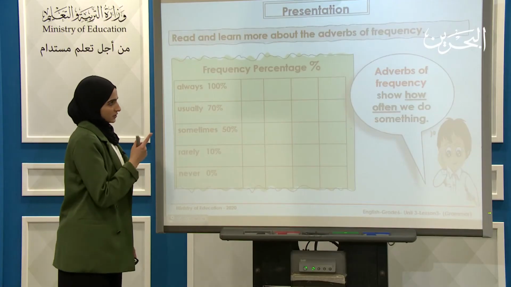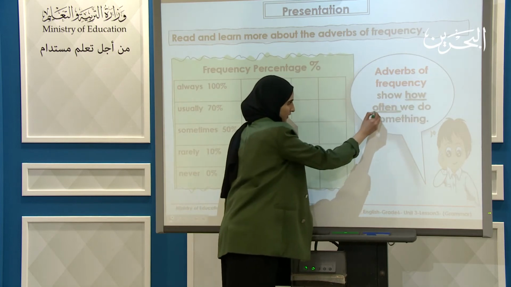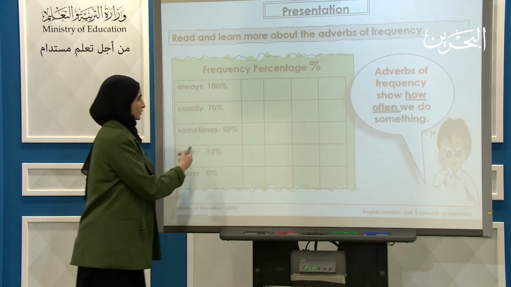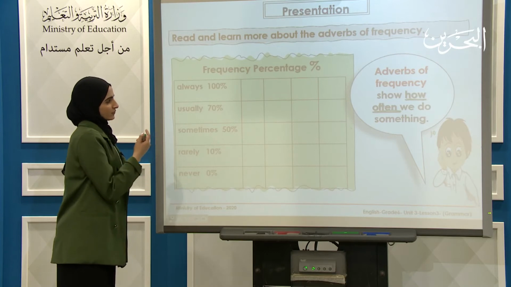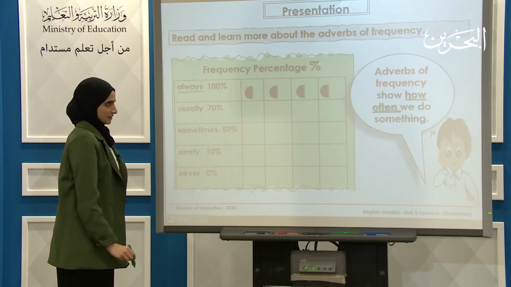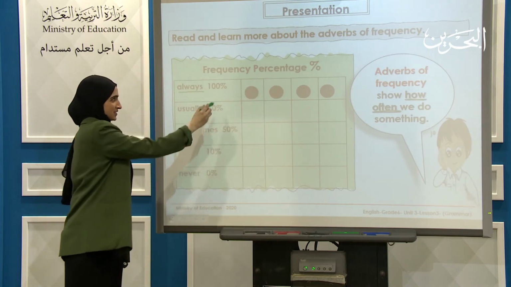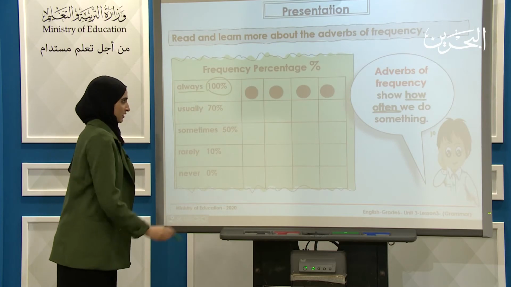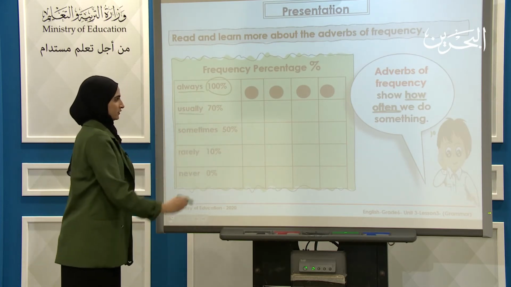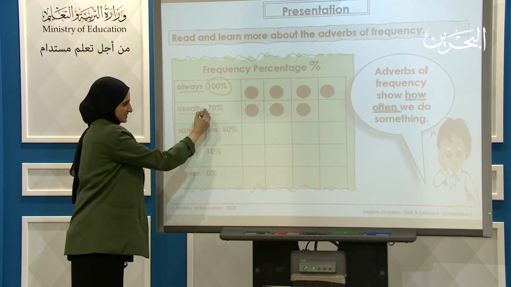Now read and learn more about the adverbs of frequency. So the adverbs of frequency show how often we do something. Let's look at this table. It will show you the frequency percentage. We will start with always. As you can see, the row is filled with the dots. It means 100%. The second word we have usually. It's almost full. It means 70%.